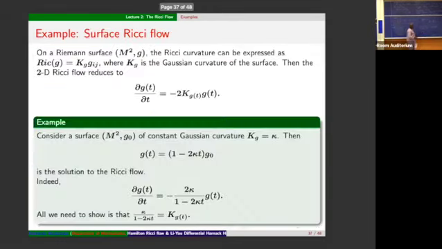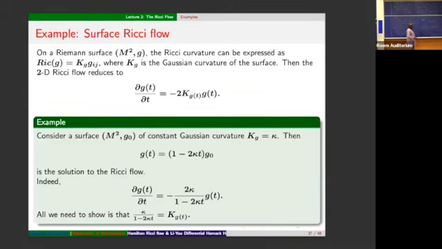So now the Ricci flow on a surface, that is, in dimension 2. That's another example. If the dimension of the manifold is 2, the Ricci curvature can be expressed in terms of the Gaussian curvature. In dimension 2, the Ricci curvature is written as a product of the Gaussian curvature and the metric. So you have this, where K is the Gaussian curvature of the surface. Then you can write the Ricci flow on a two-dimensional manifold as this.